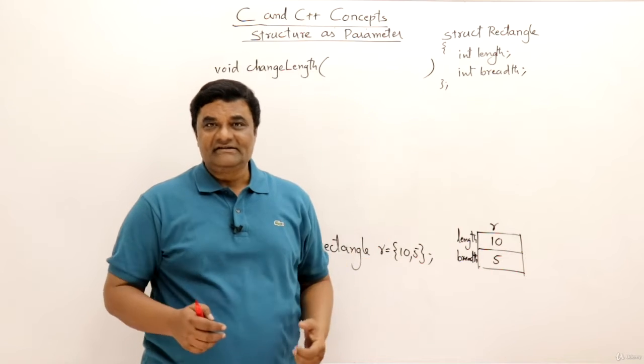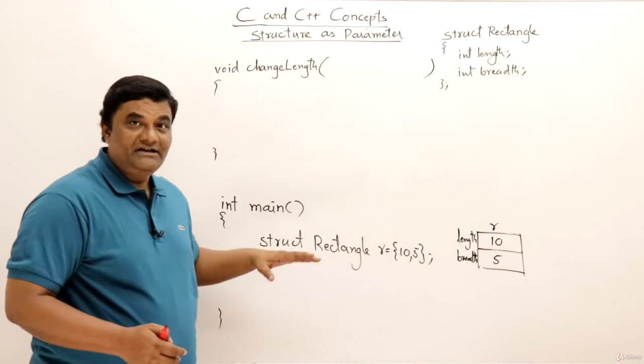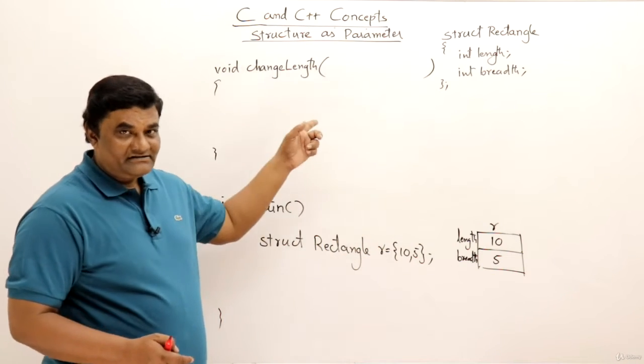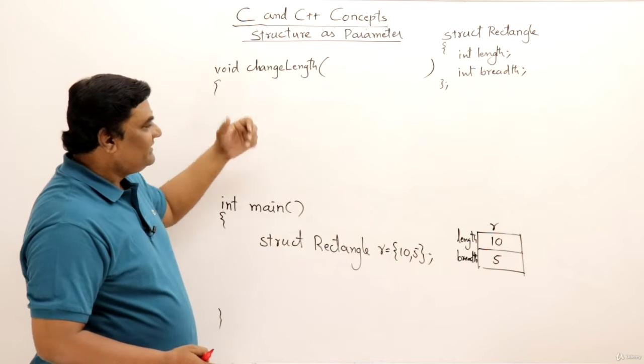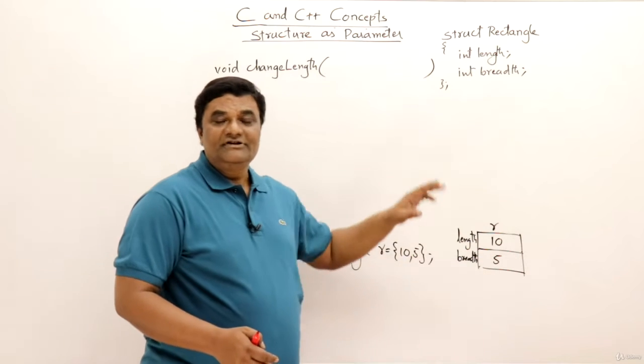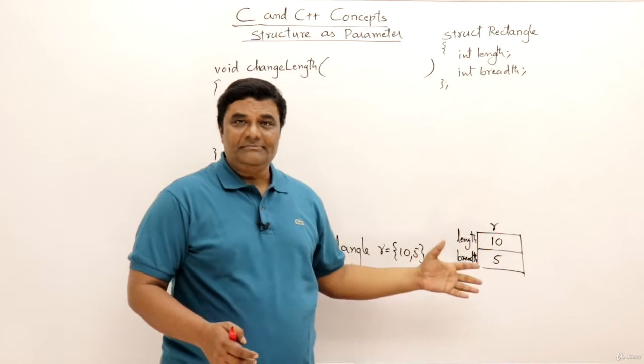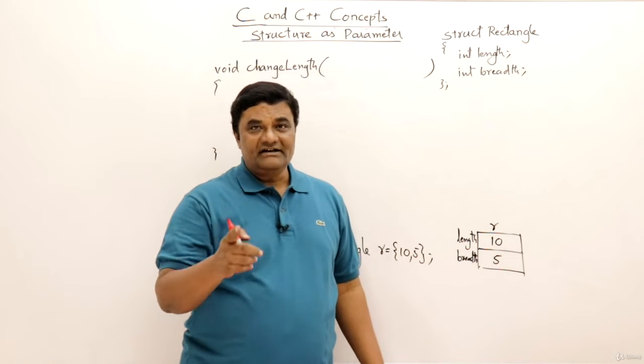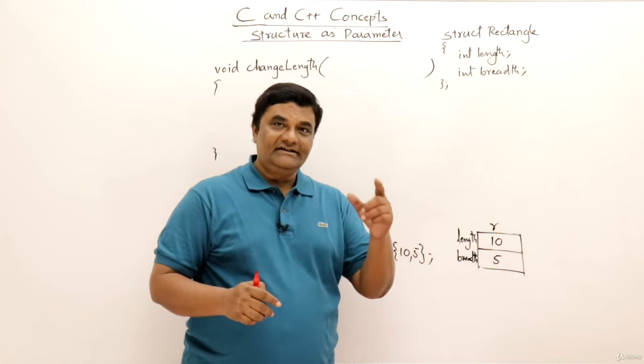So we should imagine it like this. The main function can change it, but the main function is not doing it; an assistant will do it. That is the change length function. We want this function to change this length. When you want some function to modify the actual parameter, then it must be call by address or call by reference. So we are learning call by address.